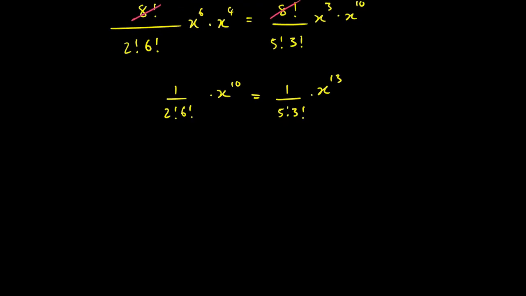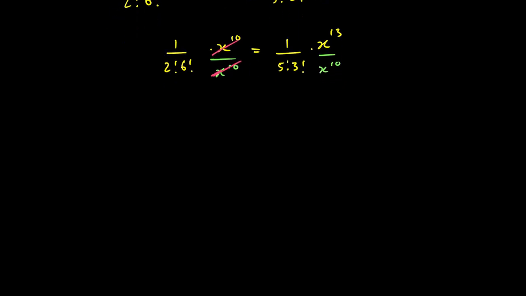Okay, well, let's move the x's all to one side. And what that means is we're going to divide both sides by x to the power 10. So I'll divide both sides by x to the power 10, like that. If I do that on the left-hand side, it's just going to cancel. On the right-hand side, I'm going to get the powers subtract. So x to the power 13, minus the 10, so I get x to the power 3. So I get here 1 upon 2 factorial 6 factorial is equal to 1 upon 5 factorial 3 factorial times x cubed.